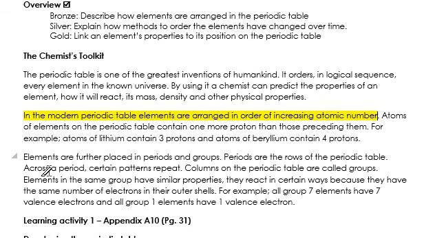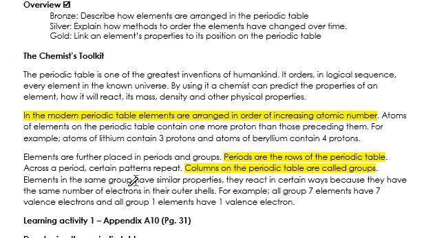This next section says elements are further placed into periods and groups. We need to remember that periods are the rows of the periodic table. We should also remember that columns are called groups. Now, it's called the periodic table because across a row, so across a period, patterns repeat. And you'll hear people say that the patterns repeat periodically. So across that row, the patterns will repeat.